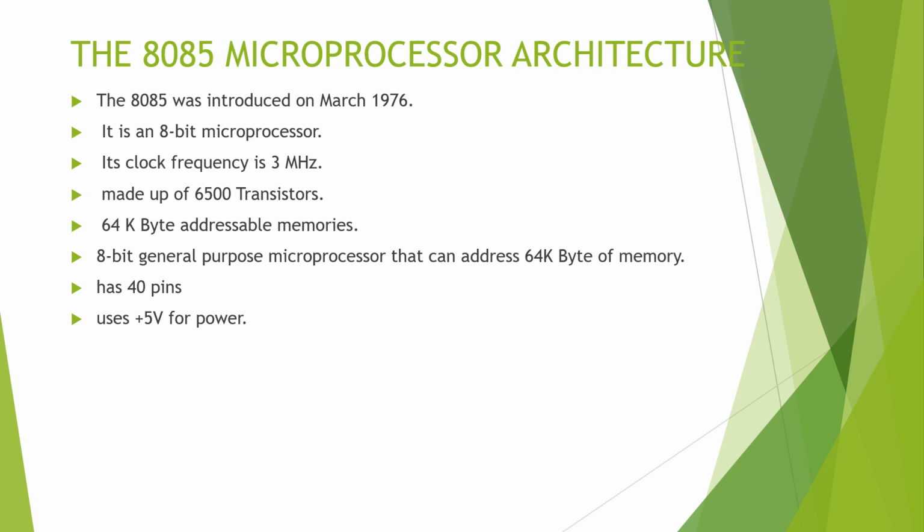The 8085 microprocessor was introduced in March 1976. It is an 8-bit microprocessor with a clock frequency of 3 MHz. It's made up of 6500 transistors and has 64 kilobytes of addressable memory. So this microprocessor is an 8-bit general purpose microprocessor that can address 64 kilobytes of memory. It has 40 pins and uses a 5 volt power supply.